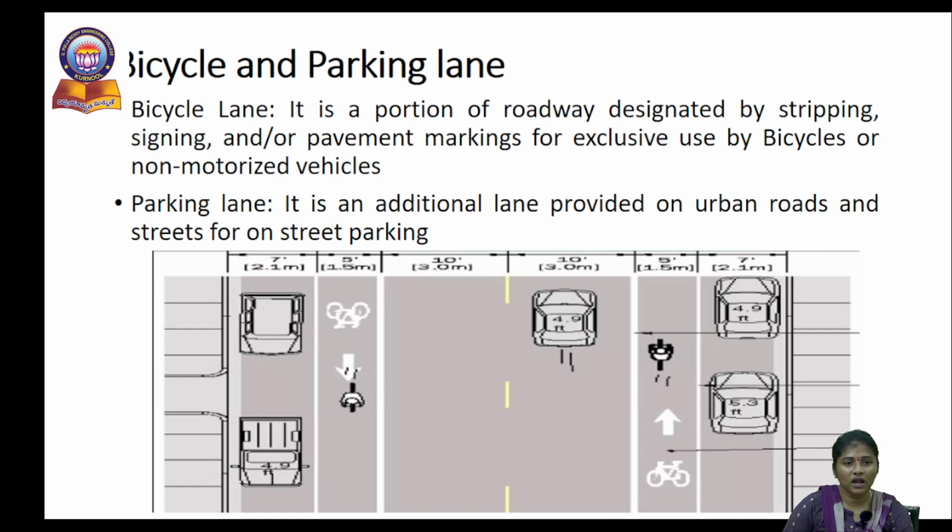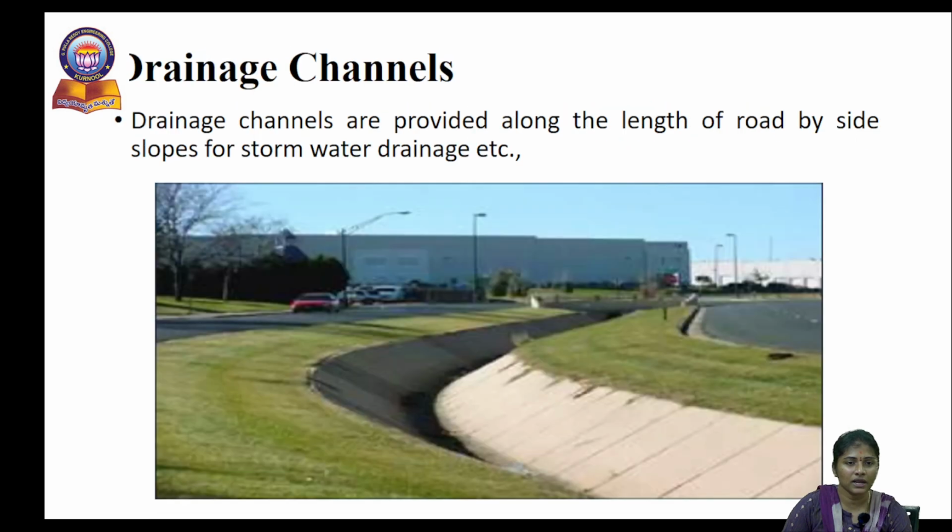So the next cross-sectional element is the bicycle and parking lane. A bicycle lane is nothing but the lane which is provided exclusively for bicycle movement. In this figure you can see the minimum width of the bicycle lane as per IRC recommendations is 1.5 meters. A parking lane is the lane which is exclusively provided for parking purposes. The minimum width recommended as per IRC is 2.1 meters for parking lanes.